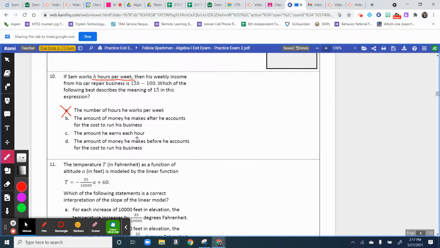B says the amount of money he makes after he accounts for the cost to run his business. But we don't have a total here, so that's not going to be right. The amount he earns each hour: the 15 is being multiplied by the h, so that makes sense. And here again, the amount of money he makes before he accounts for the cost to run his business. The 15 isn't like a total. It's a rate because it's being multiplied. So the answer is going to be C.